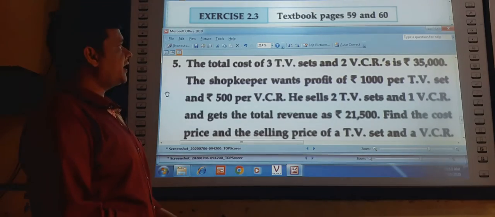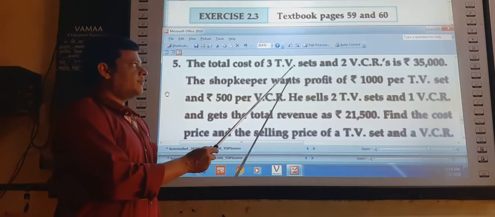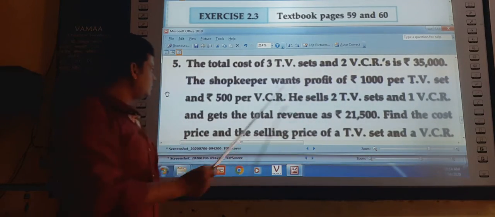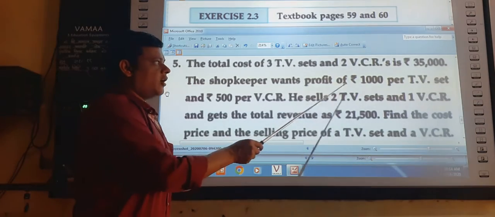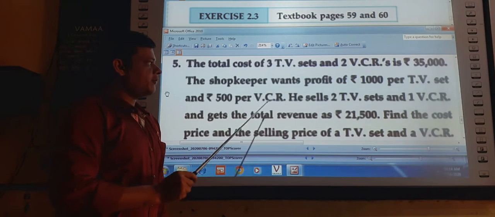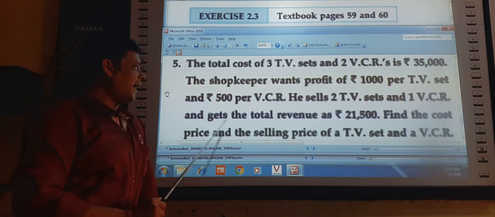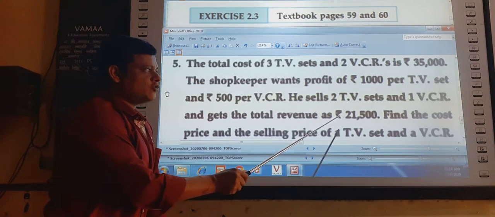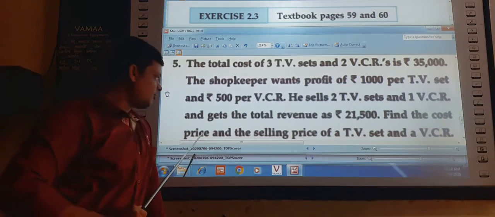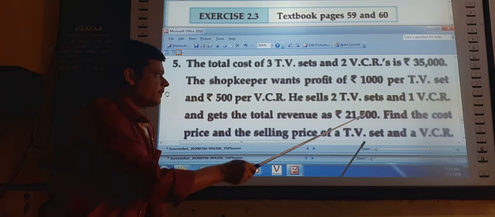Now today we see the next question from exercise 2.3. The total cost of 3 TV sets and 2 VCRs is rupees 35,000. The shopkeeper wants a profit of rupees 1,000 per TV set and rupees 500 per VCR. He sells 2 TV sets and 1 VCR and gets a total revenue of rupees 21,500. Find the cost price and the selling price of a TV set and a VCR.